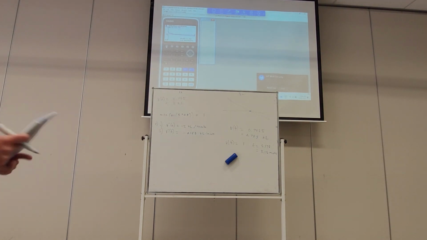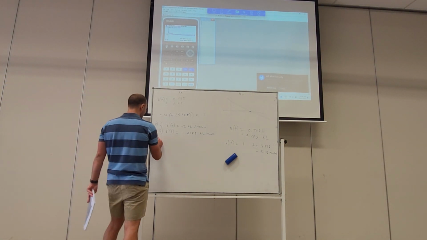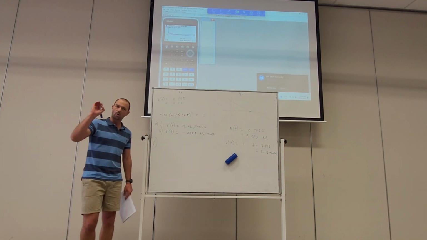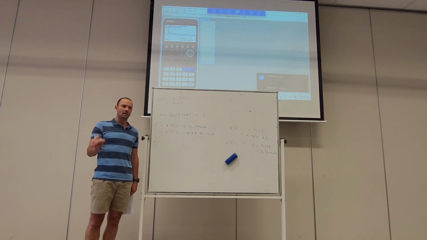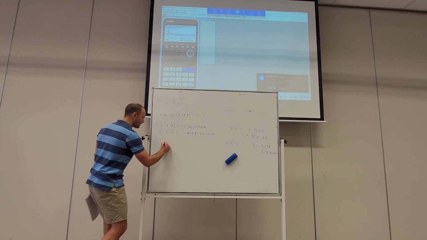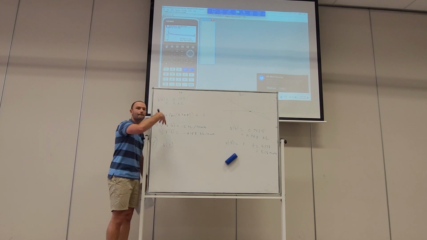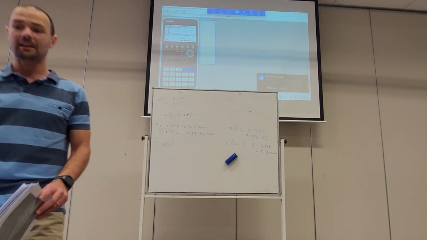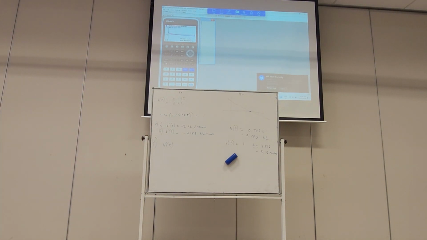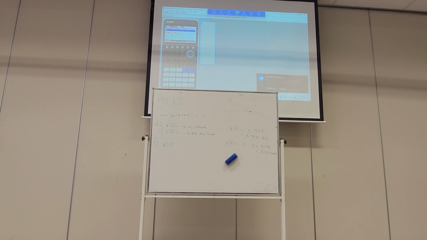Part F, there is one more part. The question is, when is water leaving the tank at the fastest rate? So this means, what is the largest value of V dash of t? When is the volume maximized? So let's have a look at our derivative function. And we've got to have a bit of a chat about what's going on with this function. Yep, so just the first derivative. And I'm just going to trace along it from when time is 0 to show you what's going on.